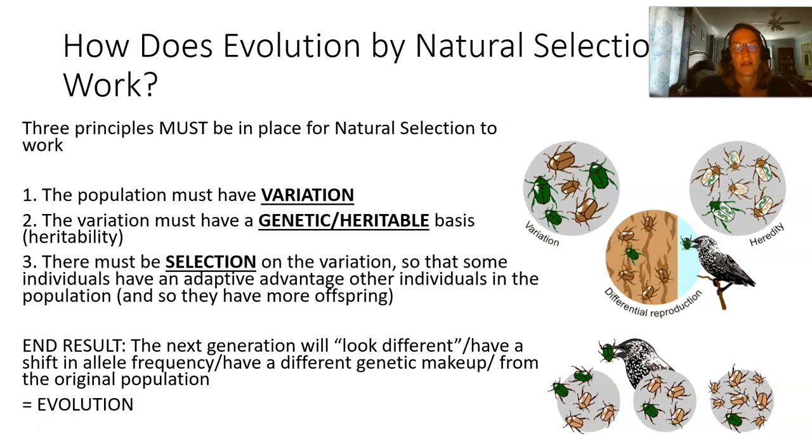So the selection means that there is either differential survival or reproduction based on that trait that we were looking at. If you look at this figure right here, you can see that there is a bird that seems to be picking off the green individuals, maybe because they show up more. They're not camouflaged onto this background, and so these green ones don't survive as well as the tan ones, and therefore they don't reproduce as well either.